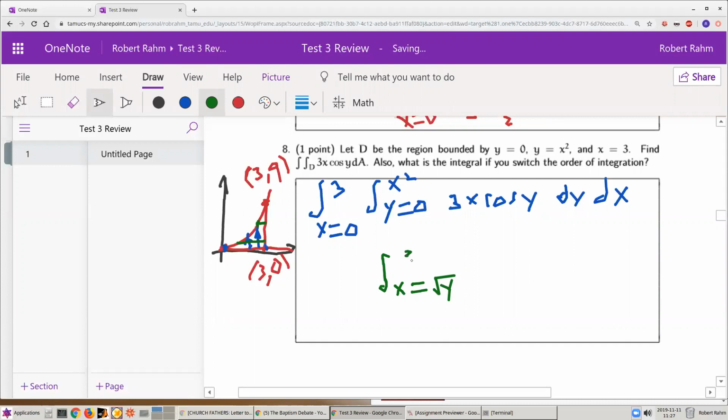Why the square root of y? Well, the parabola is y is equal to x squared, which is the same as x is equal to the square root of y, and we want the positive square root. Okay, and now y is going to start at this point and go up to this point. So y is going to start at 0 and go up to 9. And we're integrating the same function, 3x cosine y dx dy.